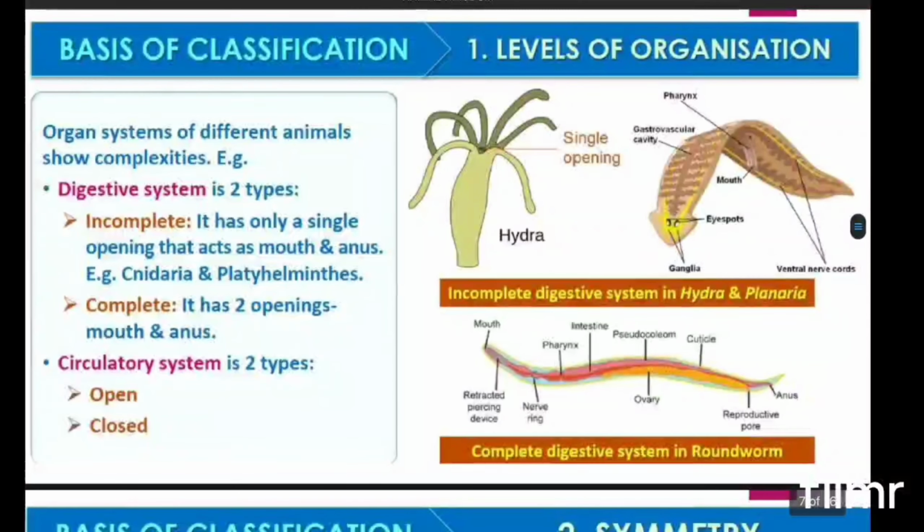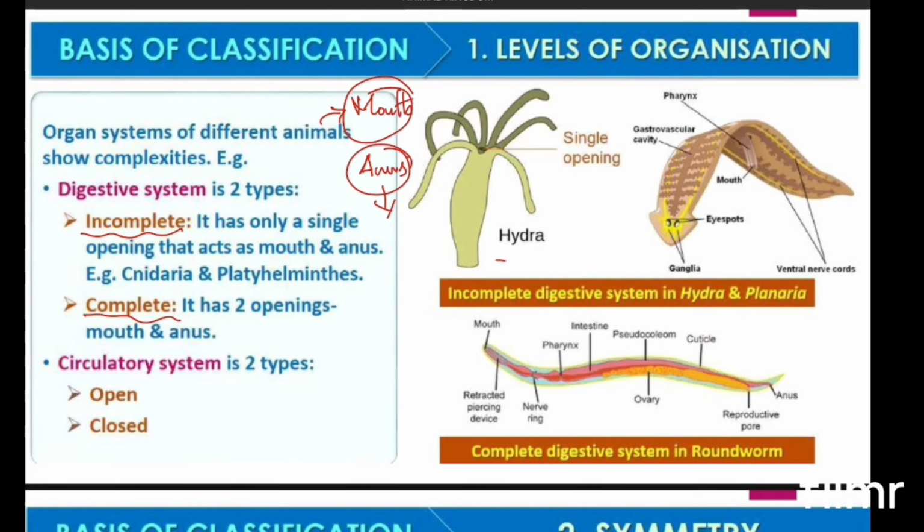Now, along with the level of organization, you have to understand there are some other things, like the digestive system. There are two types of digestive system most commonly, incomplete digestive system and complete. Organ systems of different animals show different complexities, and a very good example is our digestive system. In human beings, the mouth is the organ for the intake of food, and through the anus the undigested food is released out. So there are two openings, mouth and anus, and we say it is a complete digestive system.